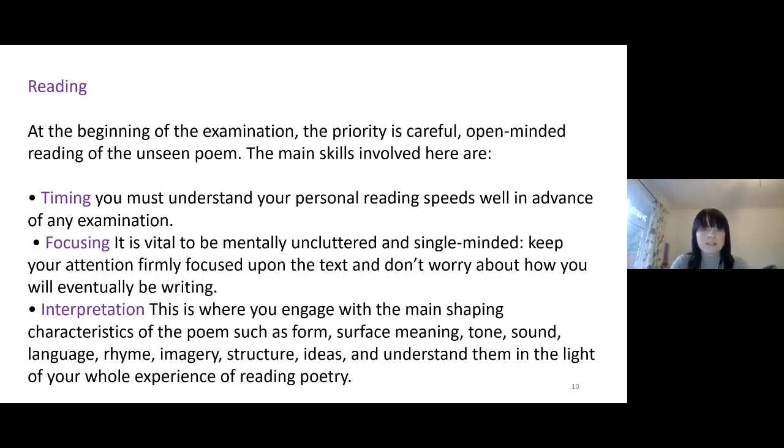Focus, it's vital that you're mentally uncluttered, single-minded. Attention is totally on the text, okay, and not worrying too much about how you're going to end up putting it all together. Okay, and then your interpretation. So we're engaging with the main characteristics of the poem, as in the way it's structured, and what the obvious meanings are, tone, sound, the tempo, the pace of it, the rhyme, what the key ideas are more than anything, and just think about what you feel, your own personal reaction when reading the poem or the poetry.